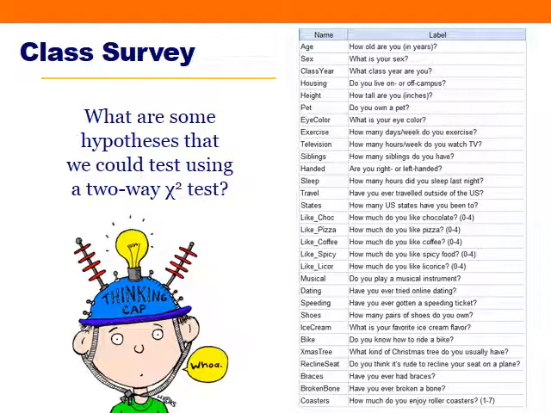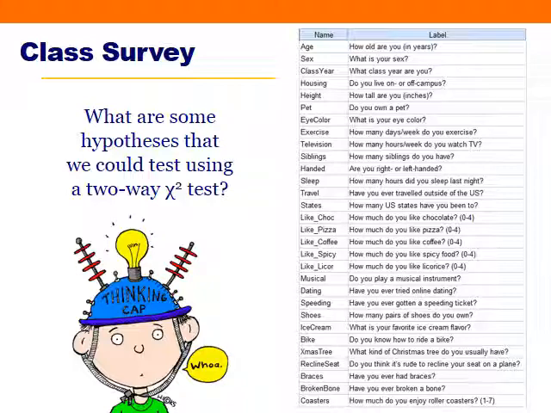Lastly, another way for you to practice performing two-way chi-square tests would be to play around with the data from the class survey that you filled out at the beginning of the semester. Remember that two-way chi-square tests are used to test for relationships between two categorical variables. So you could look at the list of questions from the class survey, pick out two categorical variables that you think might be related to each other, and run a two-way chi-square test to see if they are in fact related.